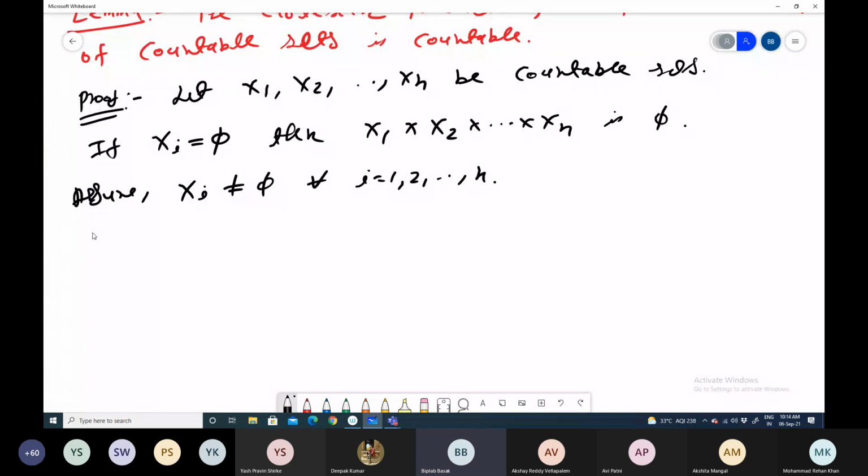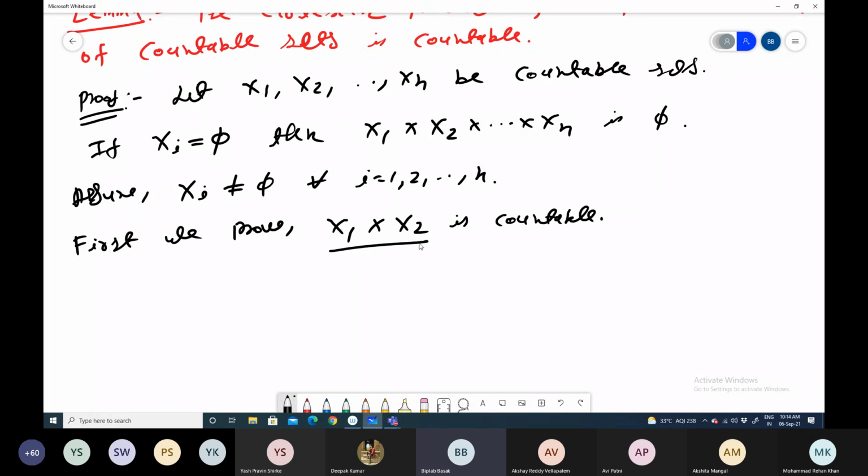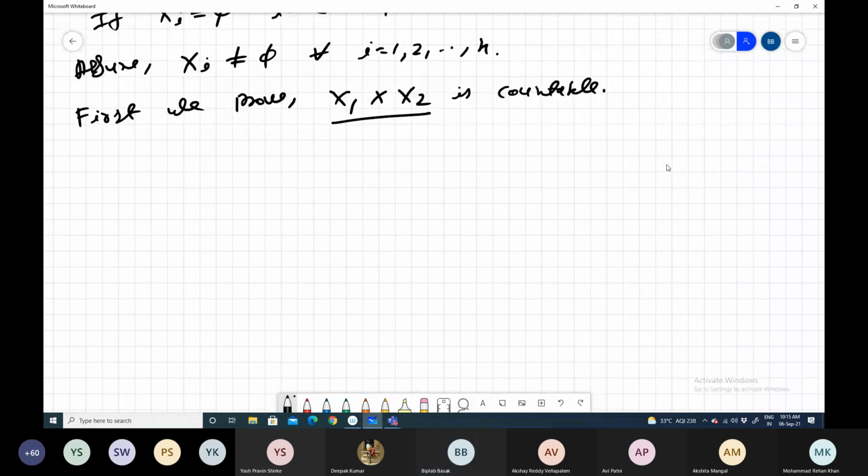Now first we prove that x1 product x2 is countable. Then we are done, right? Because if we can prove that x1 cross x2 is countable, then we can prove that x1 cross x2 cross x3 is also countable. In that way, we can do up to the finite step. We can prove that x1 cross x2 up to xn is countable.